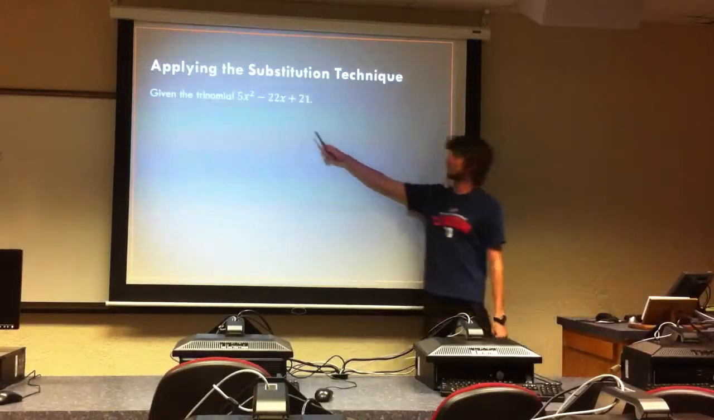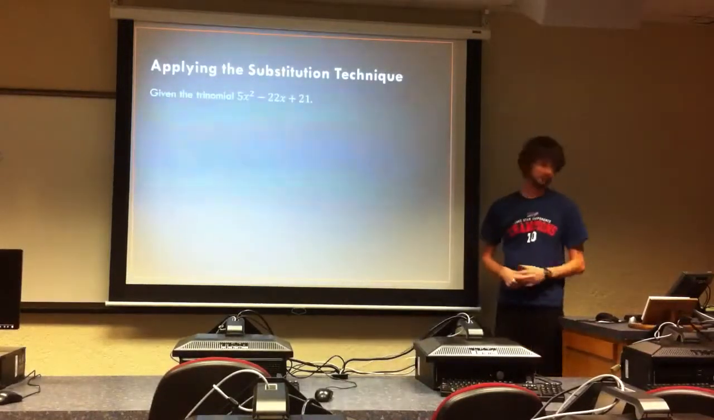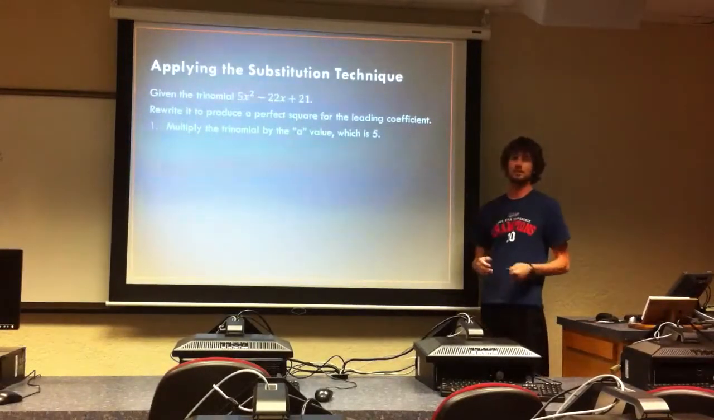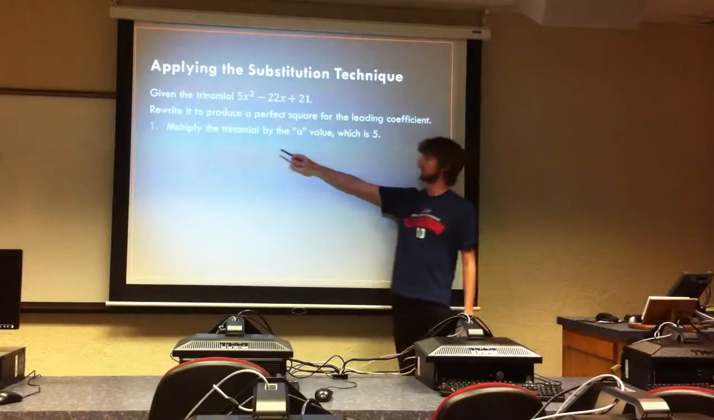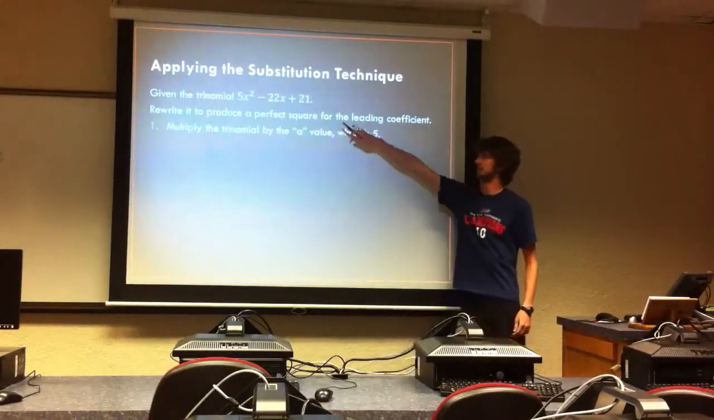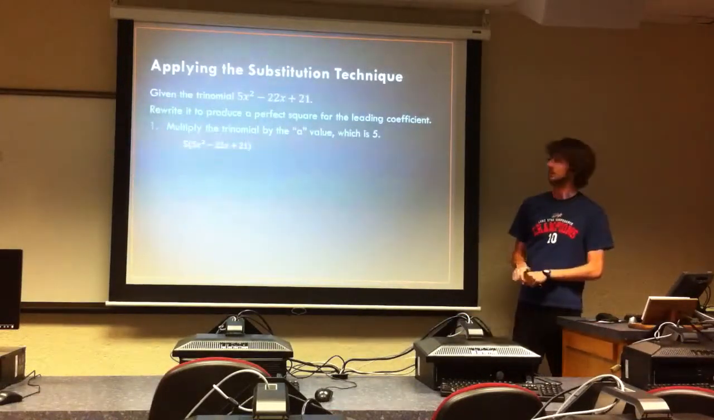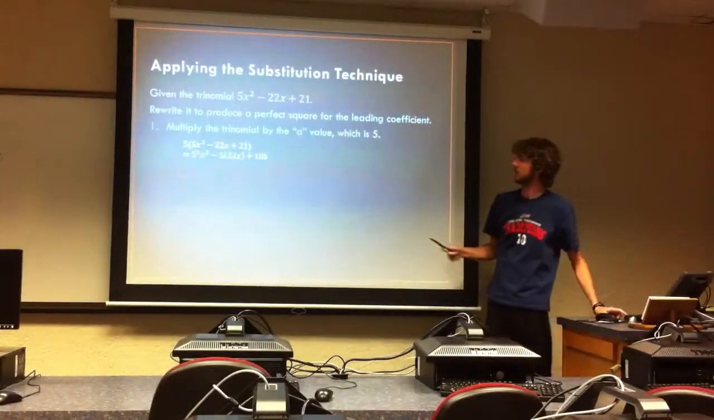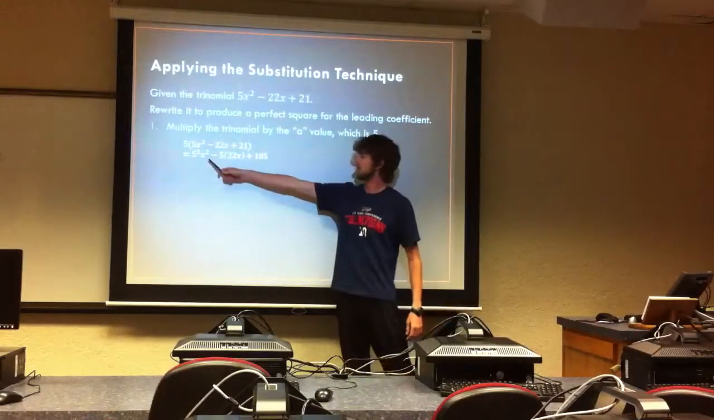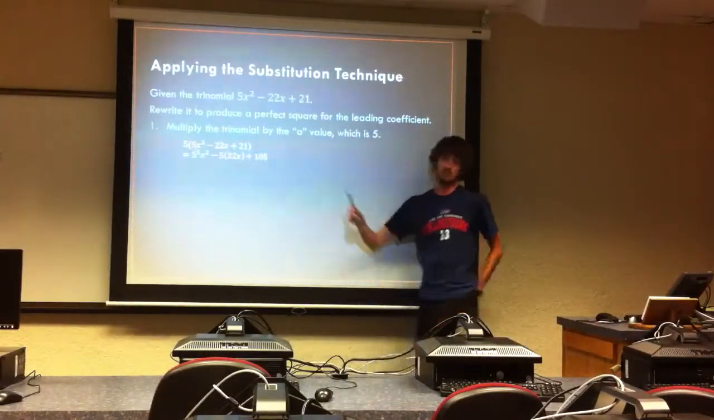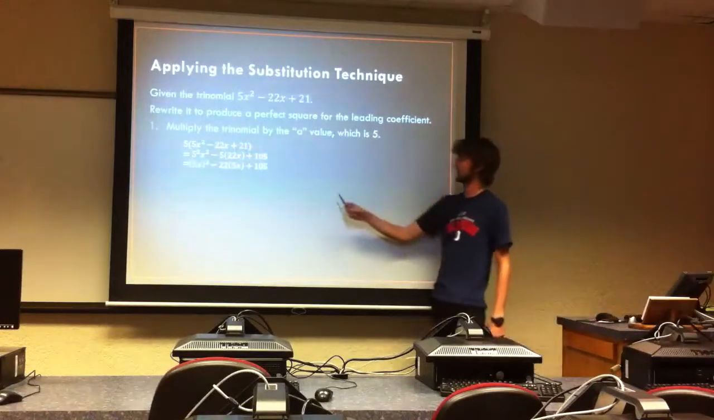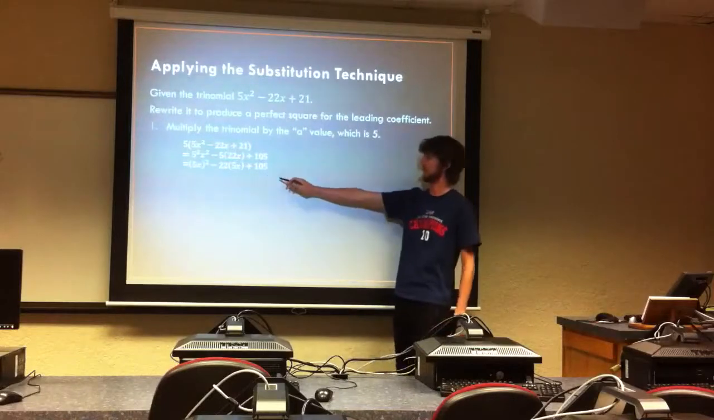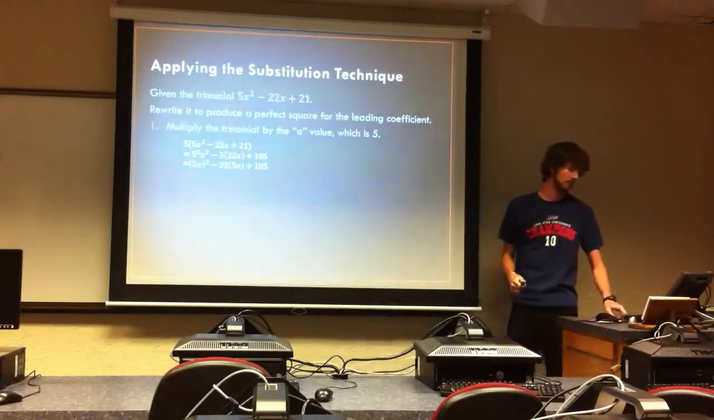Our trinomial that we're given is 5x squared minus 22x plus 21. We're going to rewrite this to produce a perfect square for the leading coefficient, which is 5. So we're going to multiply the trinomial by the a value, which in our case is 5. So here we are multiplying the 5 across our trinomial. We get 5 squared x squared minus 5 times 22x plus 105. And grouping this together, we get (5x) squared minus 22 times 5x plus 105, since 5 times 21 is 105.